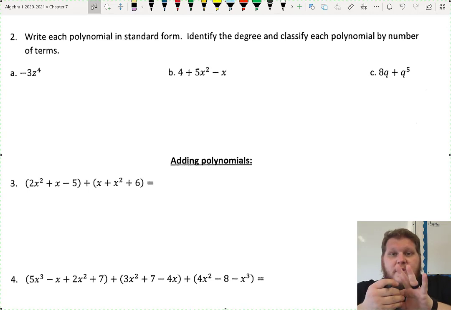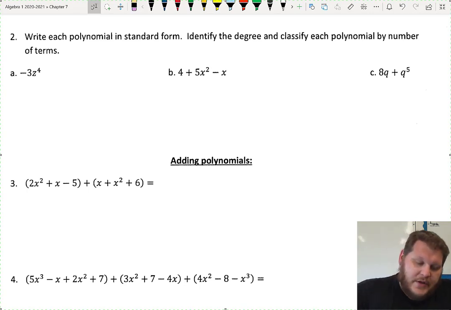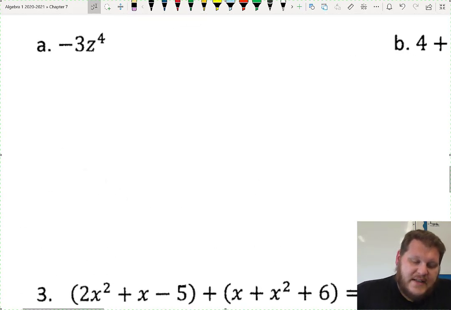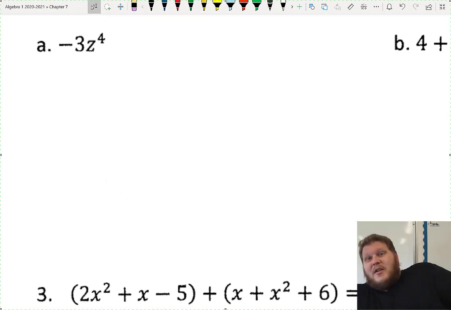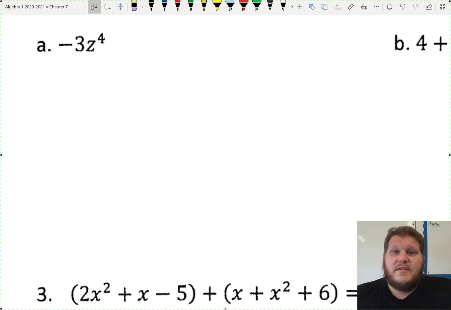Binomial, 2 terms. And then trinomial, 3 terms. So for part A here, negative 3z to the fourth, that's only one term. There's no other way of rewriting this, so it's already in standard form. I don't need to rewrite this at all.